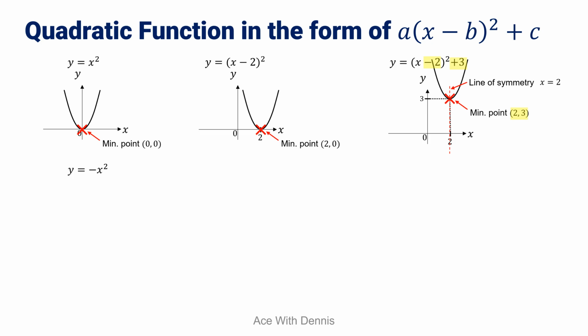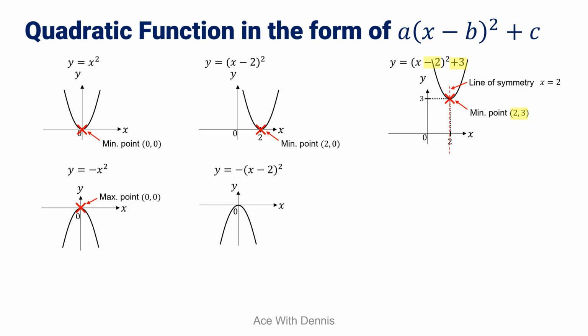Now, let's observe the negative case, y equals negative x squared. So this is the graph of y equals negative x squared, where the maximum point is (0, 0). Now, when the equation becomes y equals negative bracket x minus 2 square, then the graph moves 2 units to the right, and the coordinates of the maximum point will now be (2, 0).